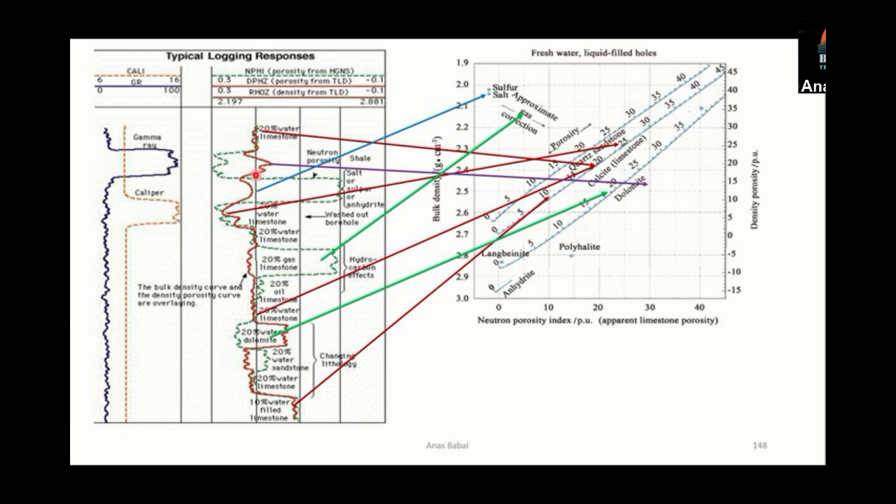Now let us take another example. For this one, we have the density, as we said, this is the 20%, it's slightly less, it's almost around 15. So the density porosity is around 15, and we have the neutron, it's almost 30. So our neutron 30%, density 15%, the intersection is here, so it's more or less dolomite. The formation is dolomite.